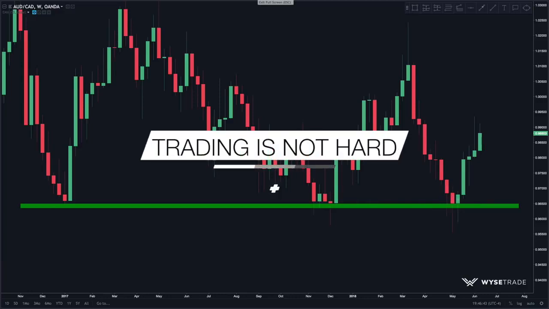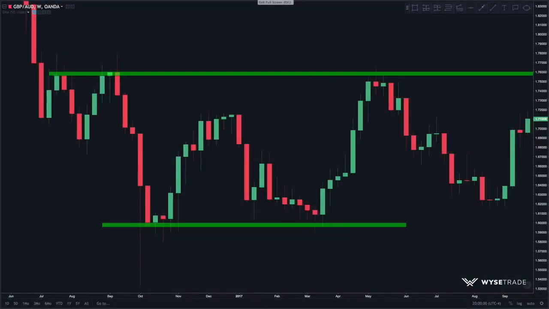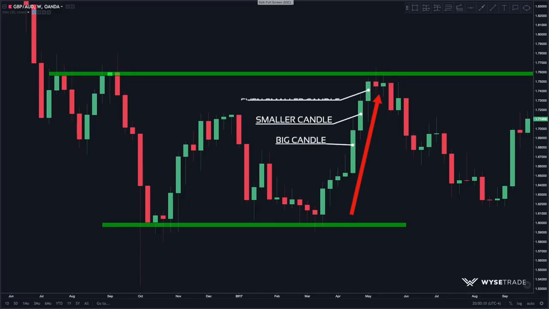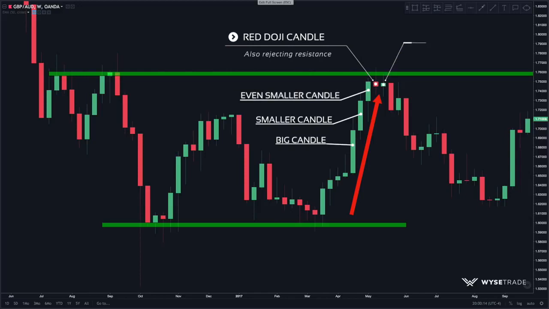Trading should not be hard if you know what you are looking for. Let's do one more example. Here is the pound Aussie. We have a double top here at resistance. As price comes up here, we have a big candle, a smaller candle, an even smaller candle, a red doji candle rejecting resistance, an inside bar, and then a reversal.